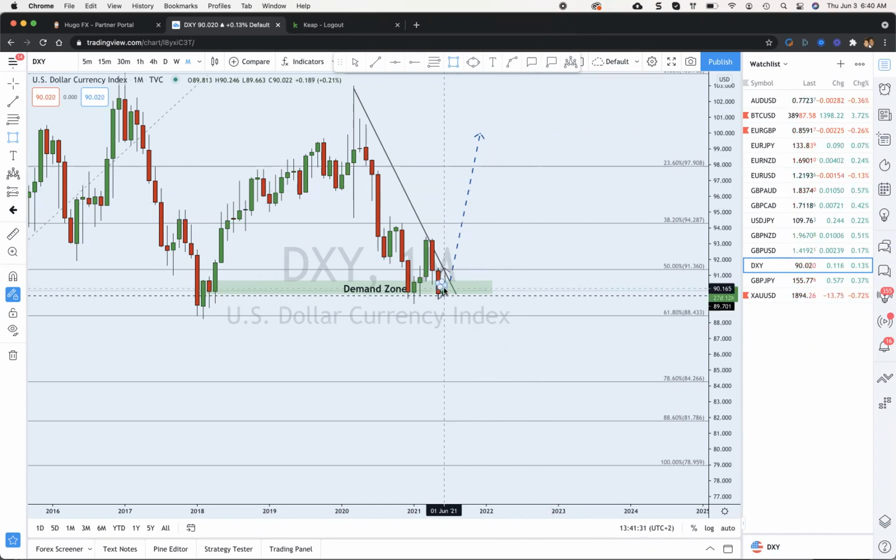If it doesn't shoot up, we could get one more move down to the 618, 88.433, which if that does happen, then Euro USD is going to go up and probably retest again, or even possibly break that high. That's how we use the dollar index to trade.